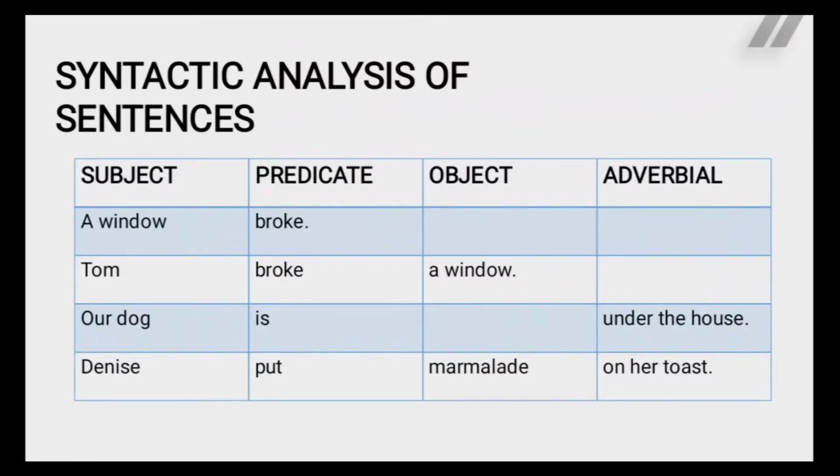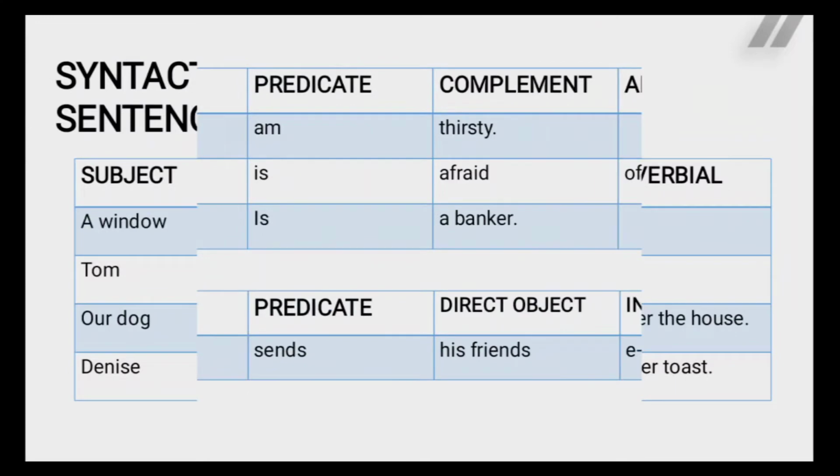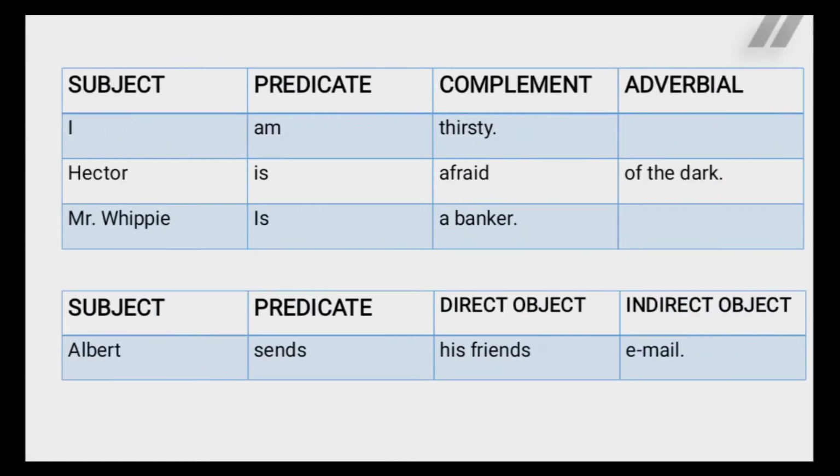Denise put marmalade on her toast. Subject is Denise, predicate is put, object is marmalade, and the adverbial is on her toast. We have here more examples, like I am thirsty, wherein I is the subject, am is the predicate, and thirsty is the complement. Hector is afraid of the dark, wherein Hector is the subject, predicate is, complement afraid, and adverbial of the dark, and so on.